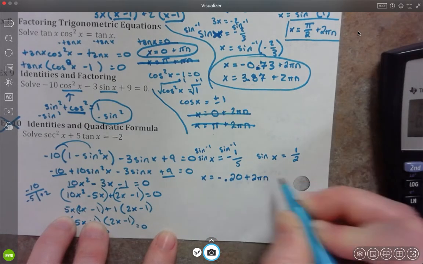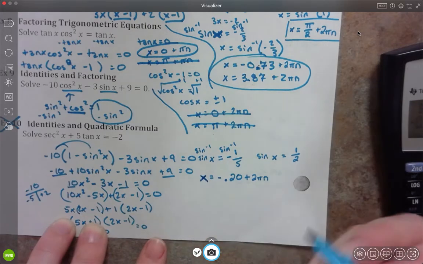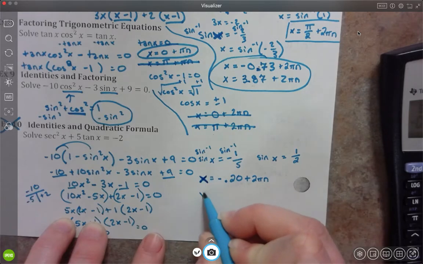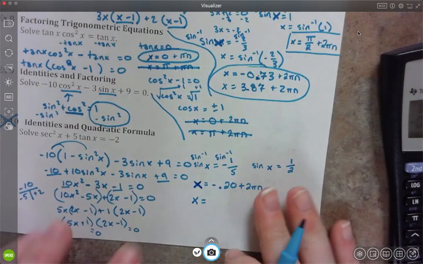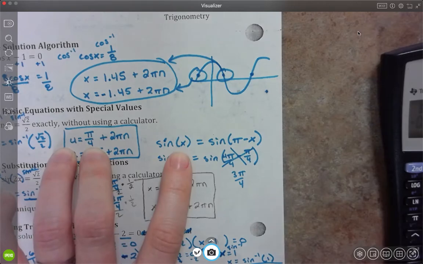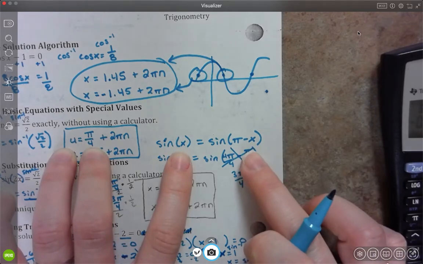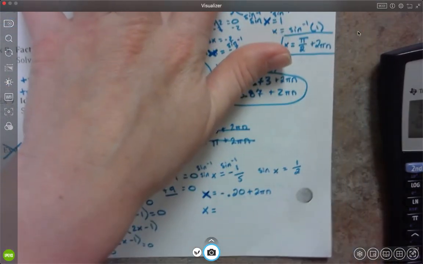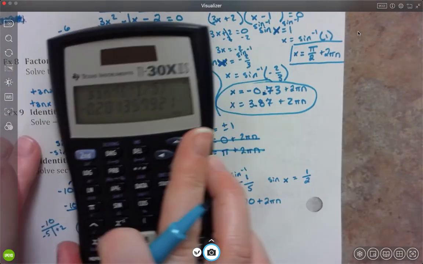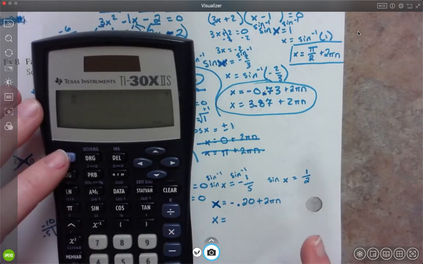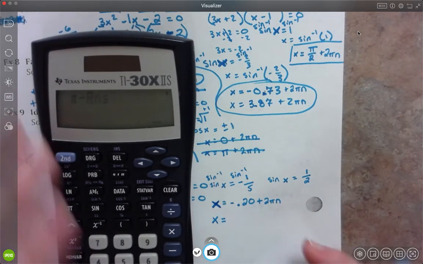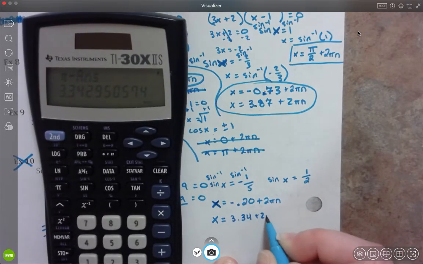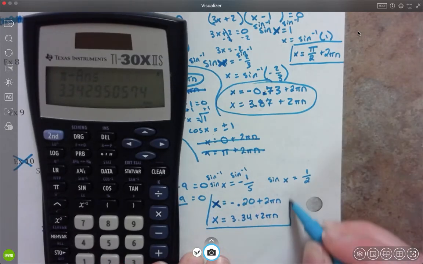Okay. Now remember from sine that when we do it on our calculator, it's not going to give me both of the answers, so I need to find the other answer. And the other solution for sine, the rule is I take pi and I subtract that value. Okay, so pi minus the negative 0.21 that I just got will give me my second answer. So I'm going to do pi minus that answer, and I get 3.34 plus 2 pi n. And that's going to give me both of my solutions that I get for this one.